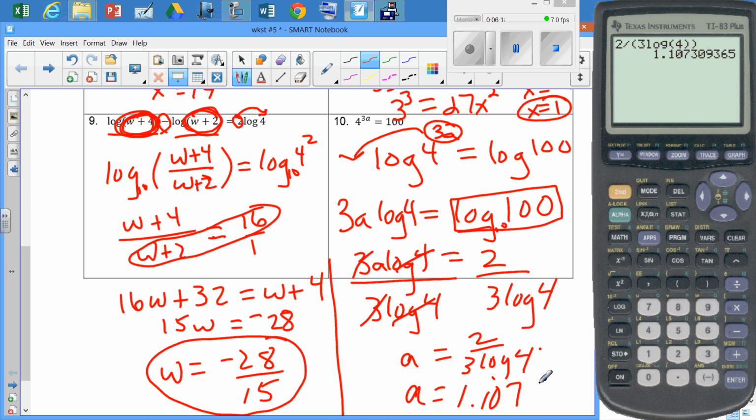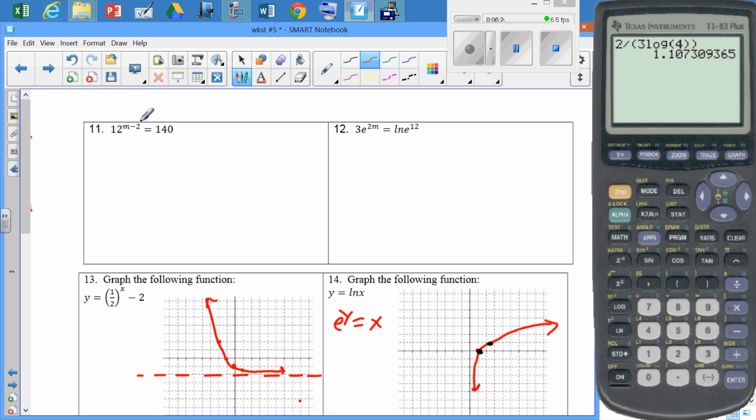Let's go on to the next one. Okay, here we go again. We have this variable in the exponent, so we're going to log both sides. Now, you can use any base of a log. I'm choosing base 10 because that's easy to get on my calculator.